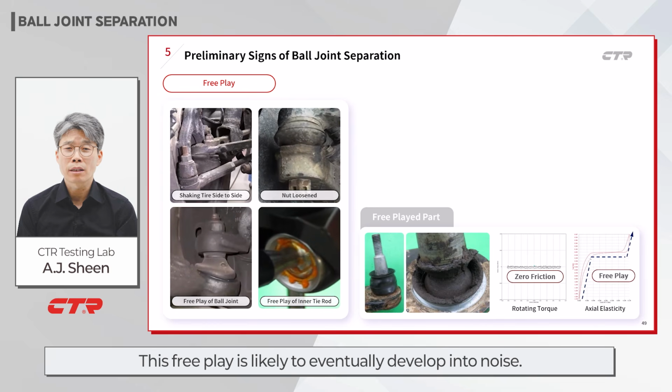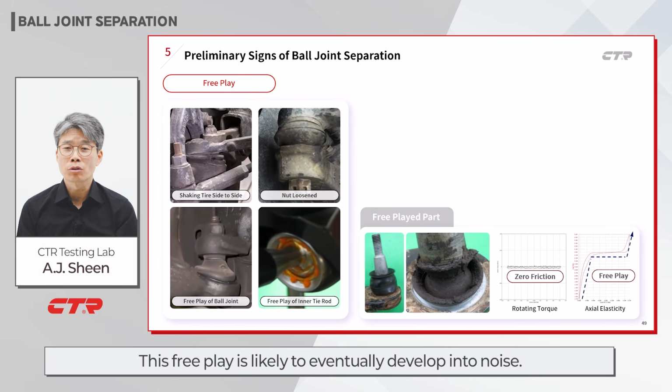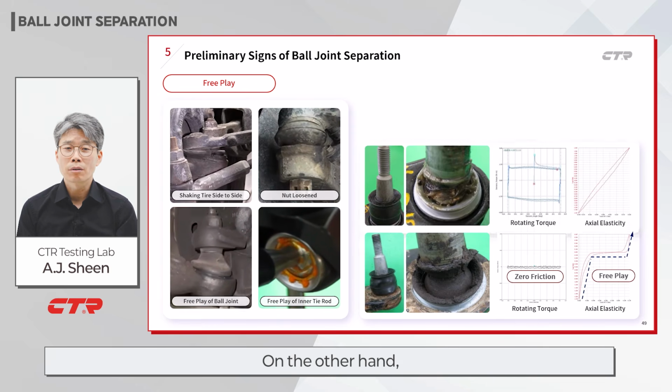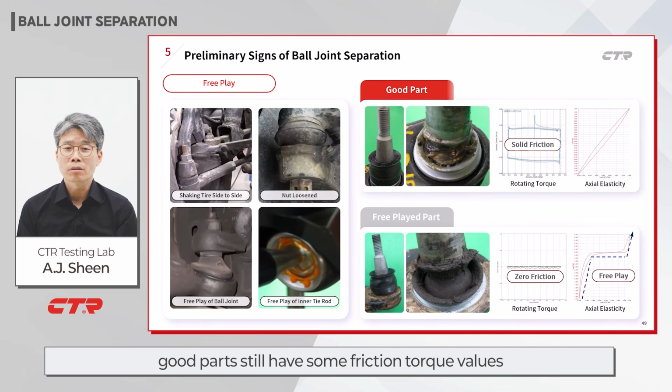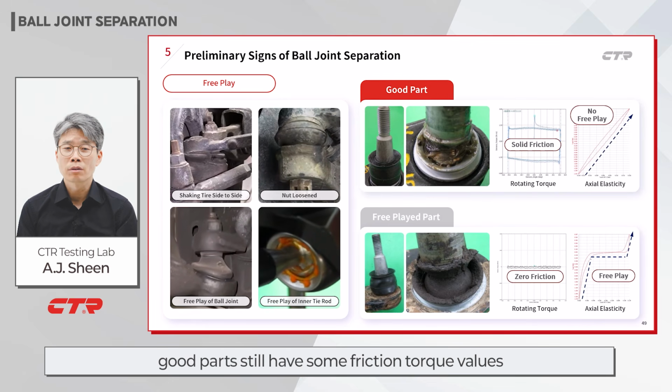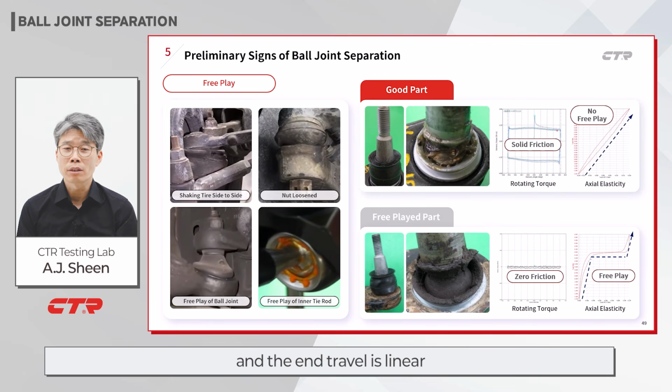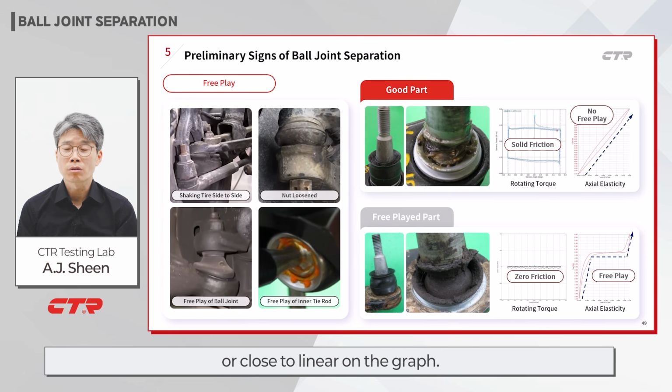This free play is likely to eventually develop into noise. On the other hand, good parts still have some friction torque values, and the end travel is linear or close to linear on the graph.